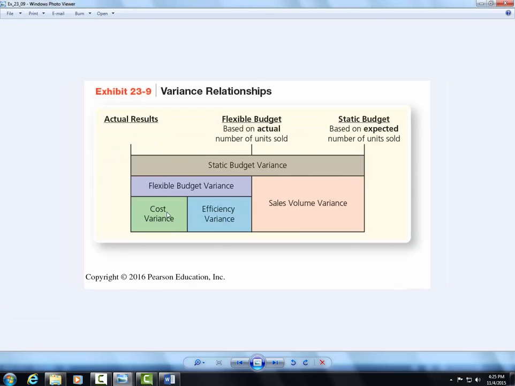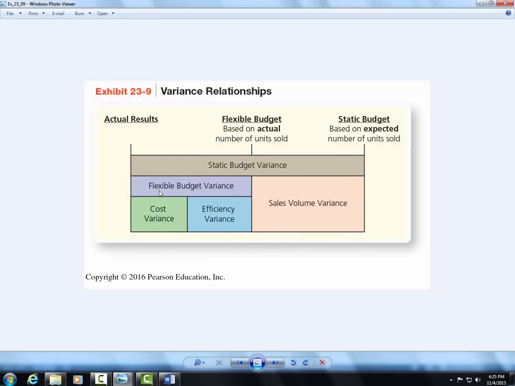And both of those, the cost variance and the efficiency variance, are part of the flexible budget variance. And that last problem that we did, problem 23-25A, where we computed the flexible budget variance, we actually did the flexible budget performance report where we calculated the flexible budget variance and the sales volume variance.